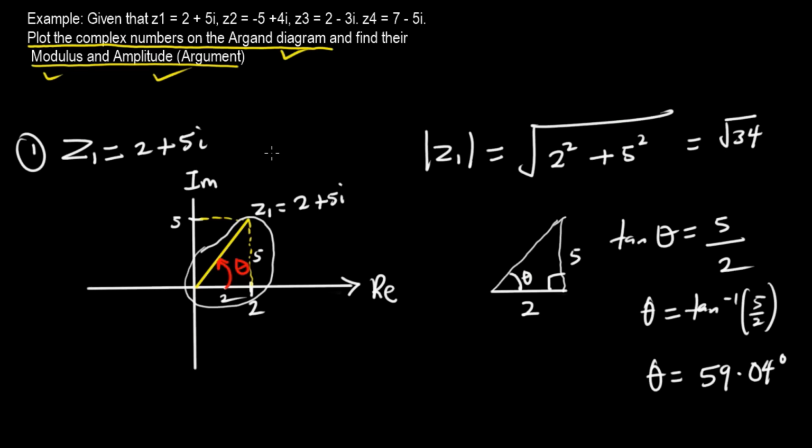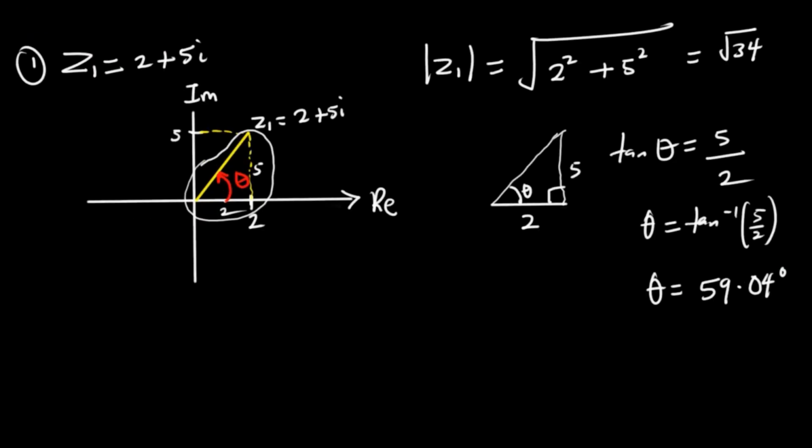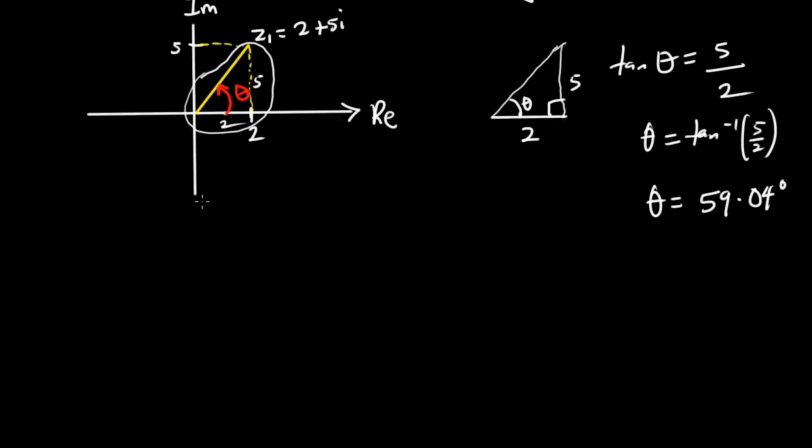So I wanted to take note of something, that while looking for our angle theta, we start reading the angle from the positive real axis and we move to the angle up to where we have our complex number. So we're going to be using this principle in all the questions we're going to be solving in this particular example. So let's move to the second example.